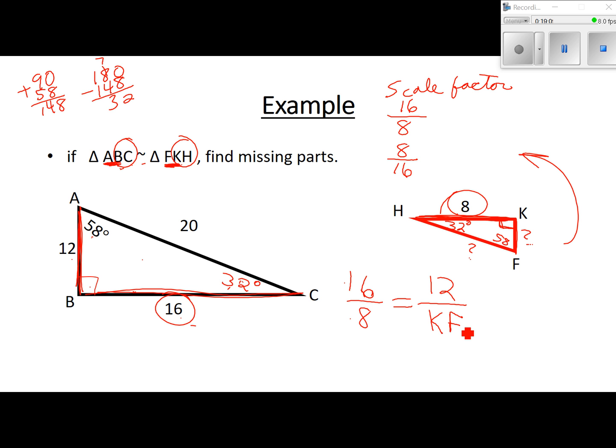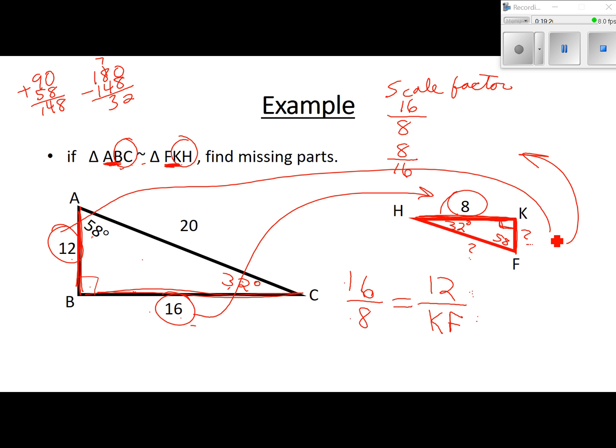Now when you match these up, you got to make sure, if I took from this triangle first, so I started over here and I went 16 to 8, then on the second ratio here, I have to make sure that I start on this side and I go 12 over KF. So they have to match up. The tops have to match up, the bottoms have to match up. So the top 2 here were both from the first triangle. The bottom ones were from the second triangle. And there's other ways you can match them up. You just got to be careful and make sure that you're matching them up correctly, otherwise your proportion comes out wrong.